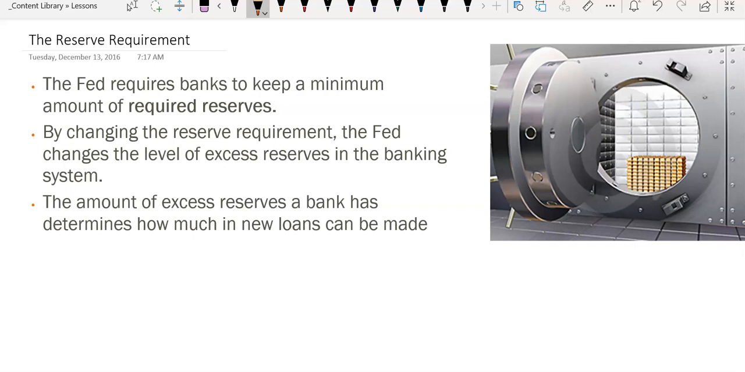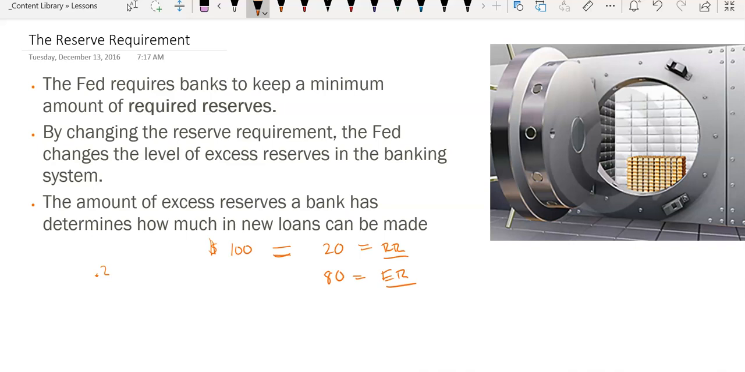All right, so if the reserve requirement is 0.2, that means for every $100 deposit, 20 of that goes into required reserves, and the other 80 of it can be loaned out, and that's in your excess reserves, right? Because remember, that's how banks make money. They take your money, they credit it to you, right?